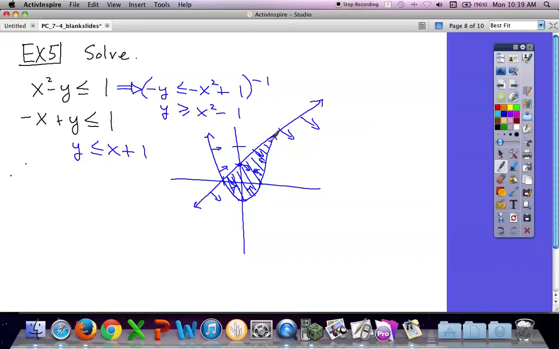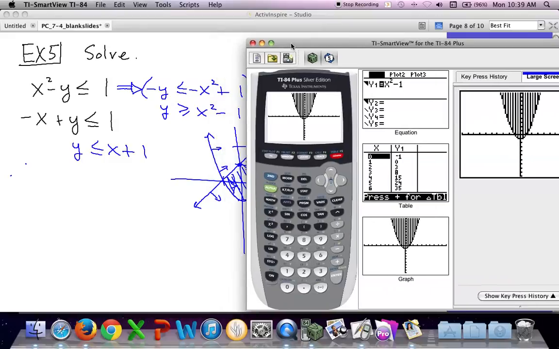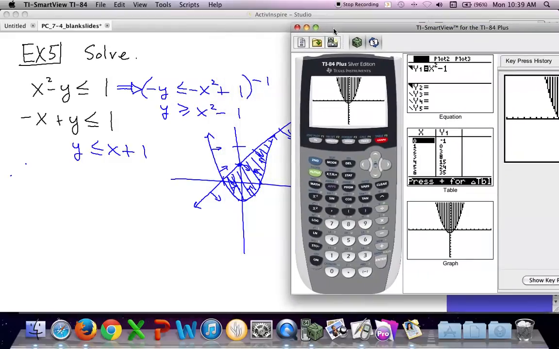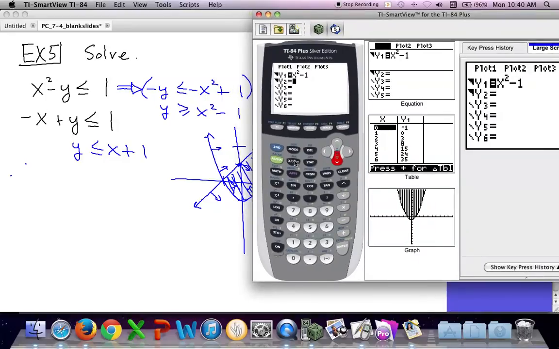And remember, you could put this in the calculator. Easy enough. I think we've actually already got one of them in there. So let's go back up here. And on the next one, we do y is less than or equal to x plus 1. And then I need it shaded on the other side. So you keep hitting enter.